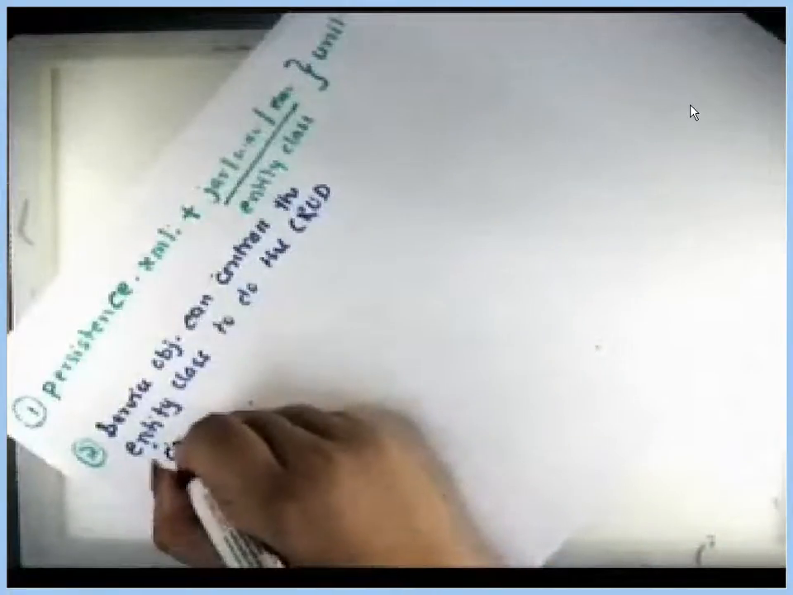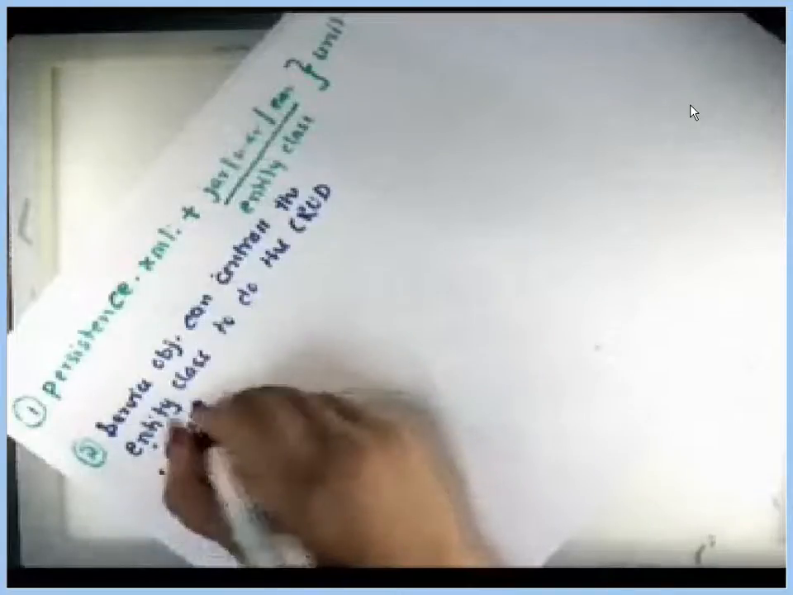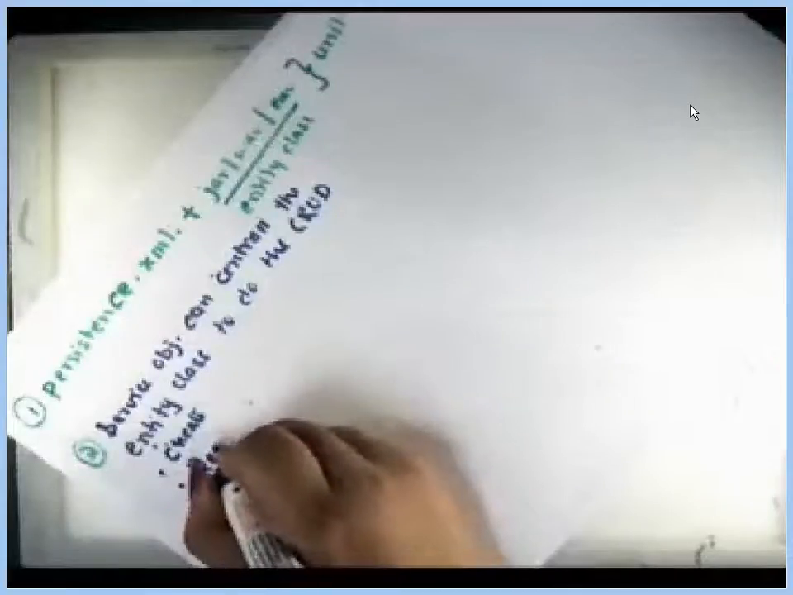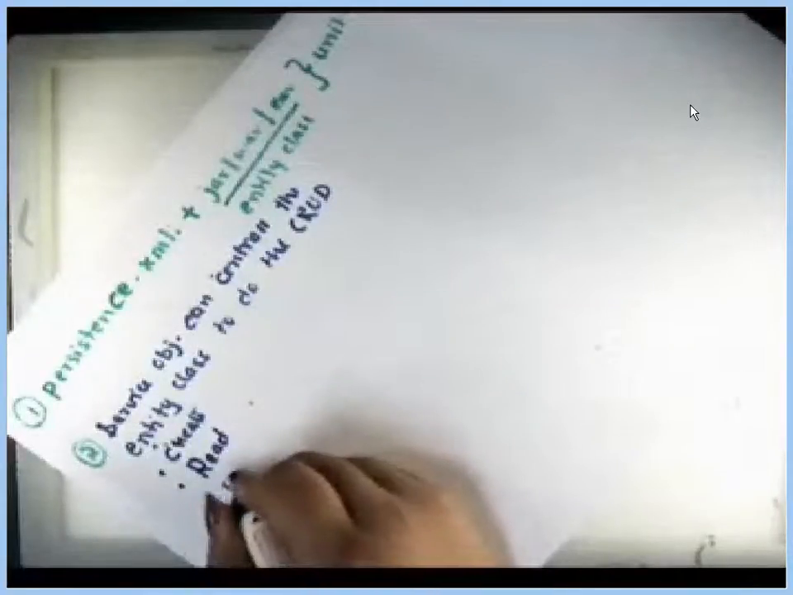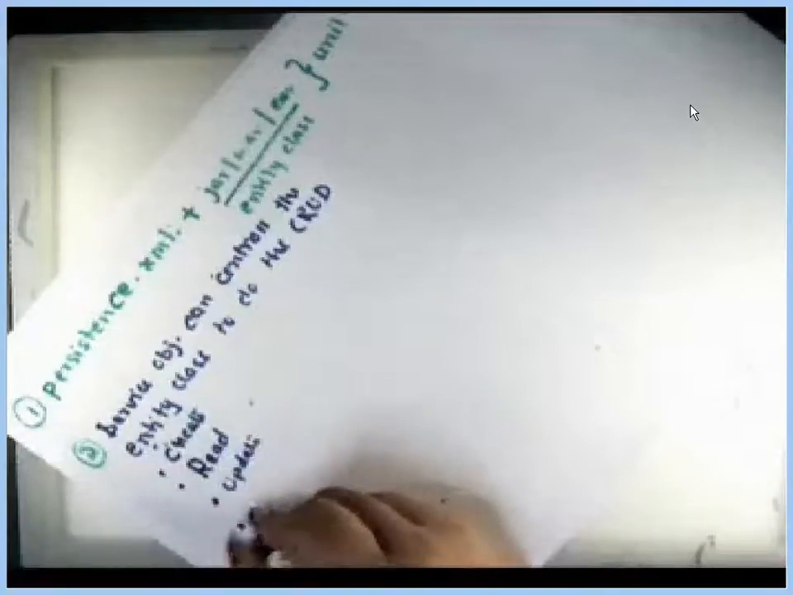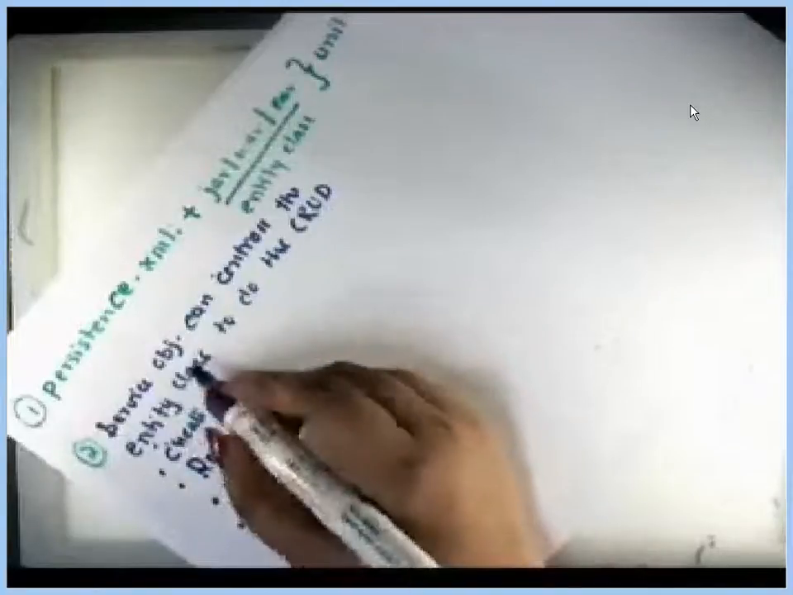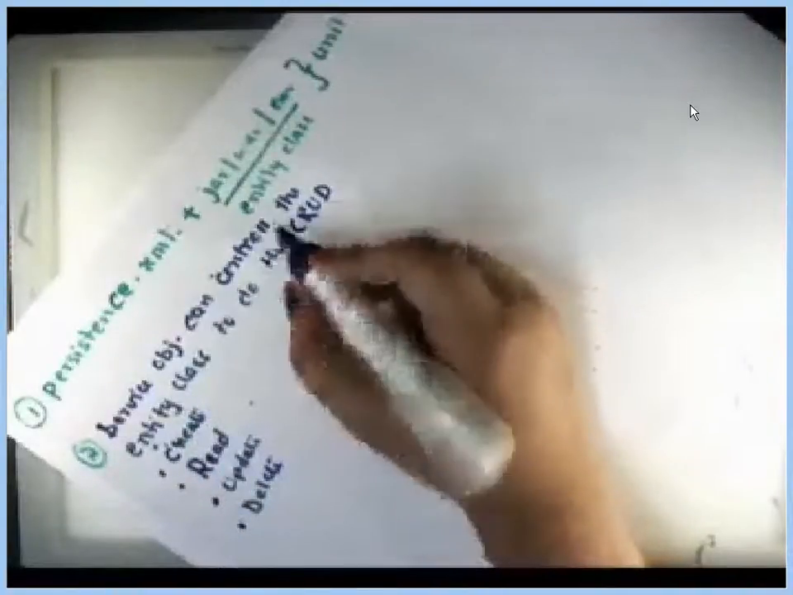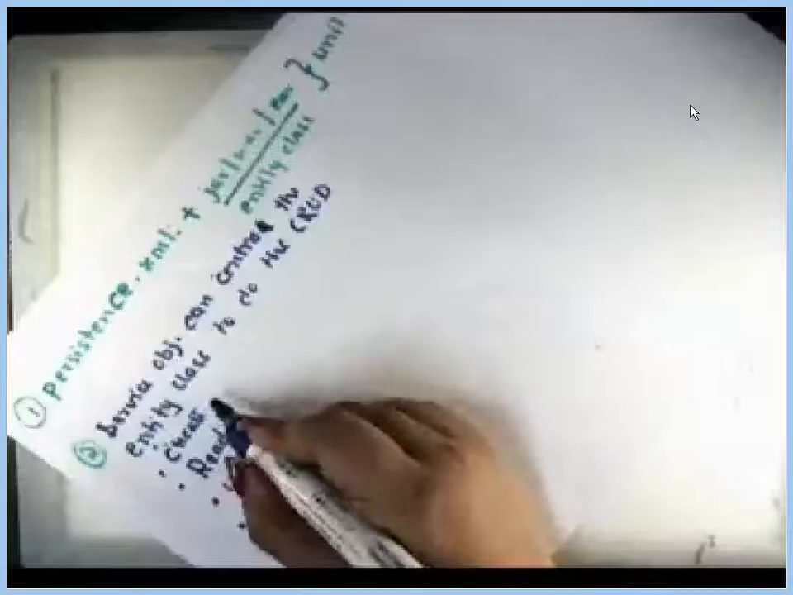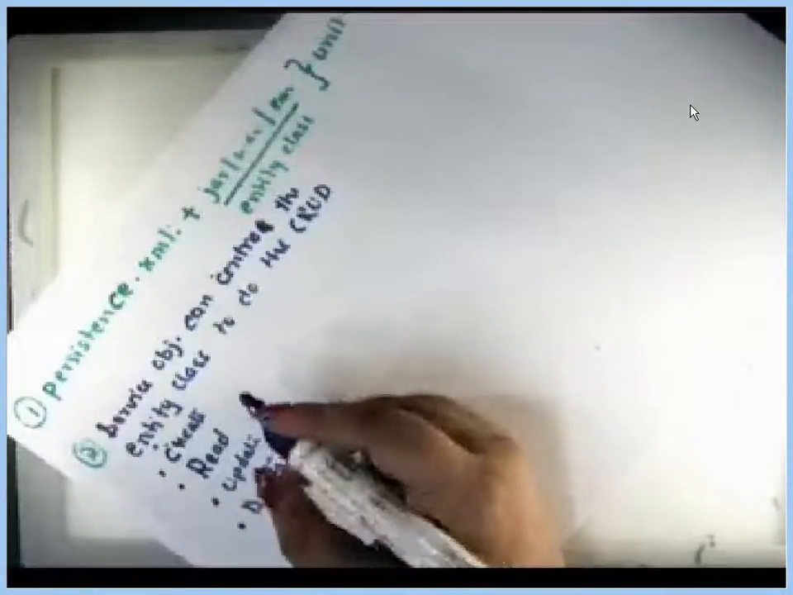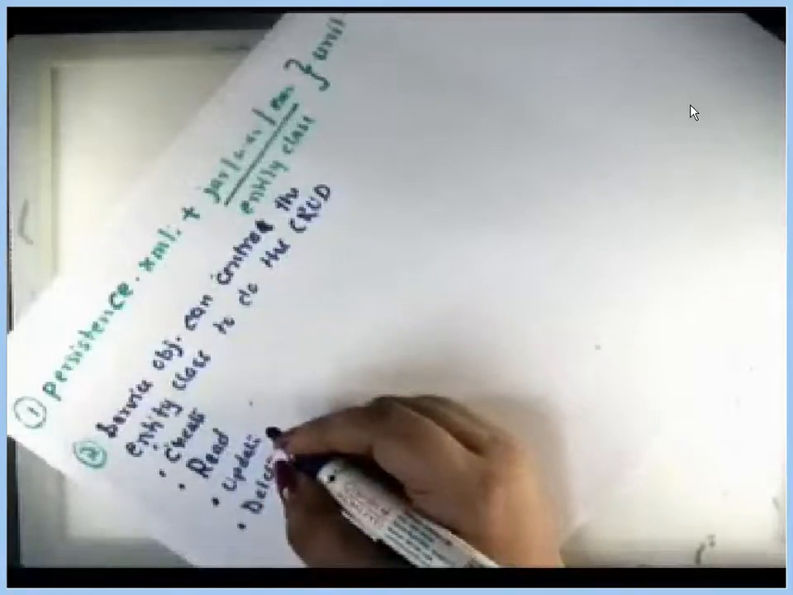What are CRUD operations? CRUD means create, read means fetch the data, update means update the data, and delete means deletion of data. So entity manager will help us control the CRUD operations on the entity classes. So a persistence unit is limited to a single data source. That is another important thing.